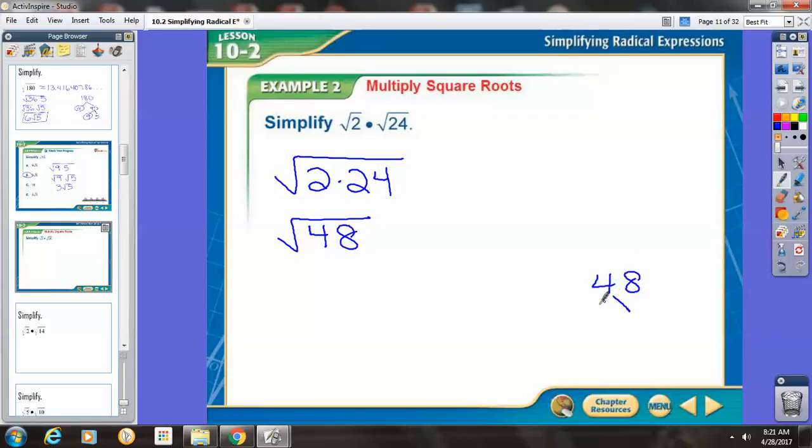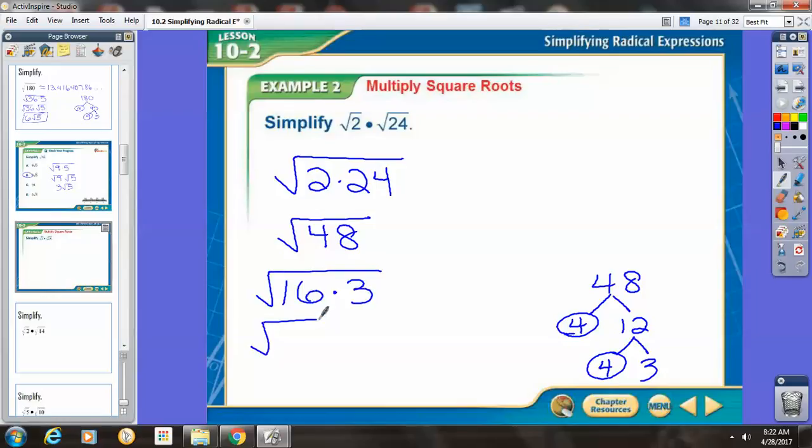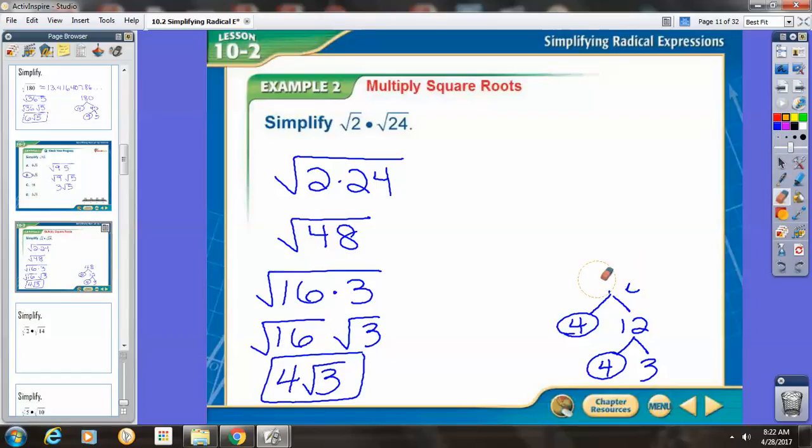16. Somebody said 16, which I think is fine. We'll come back to that. 4 times 12 gives me 48, right? That would work. But 12 can be broken down into 4 and 3. So then 4 times 4, if I multiply the perfect squares, I get 16. So 16 times what? 3. Square root of 16 times the square root of 3. Square root of 16 is 4, so we'll say 4 square root of 3. Now there is another approach that we could have taken.